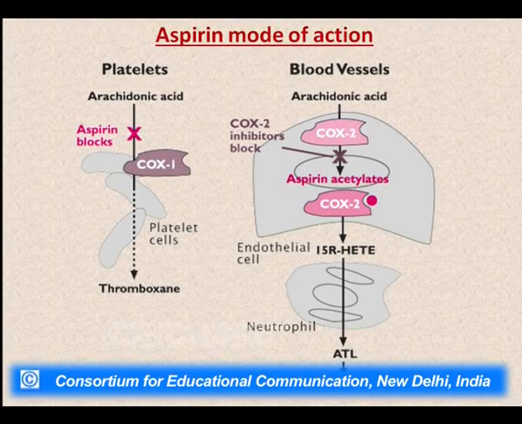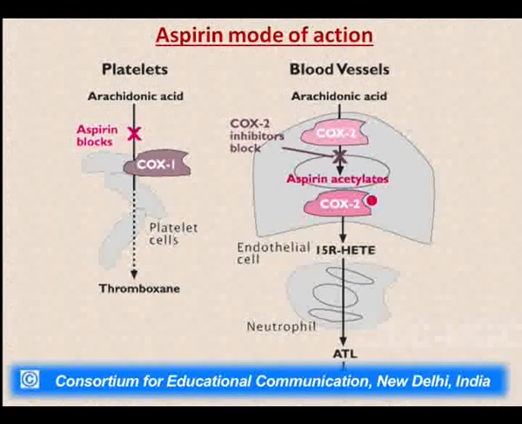So, when aspirin is administered to the body, it blocks the production of this arachidonic acid. So, it blocks the thickening of the blood. It reduces clotting, and it relieves the symptoms of heart patients. Then in the blood vessels also, it reduces the inflammation.